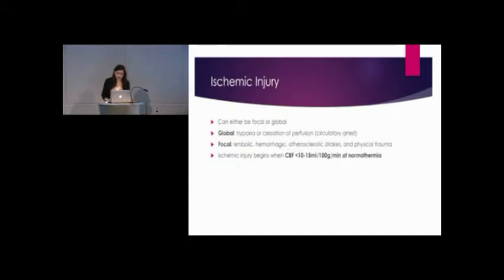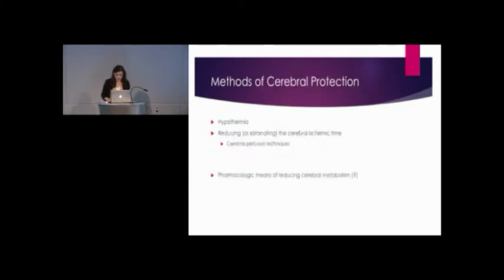So there are different kinds of ischemic injury. It can either be focal or global. When we talk about global injury, we talk about hypoxia or cessation of perfusion, the way that we would have in a circulatory arrest. Focal injury usually results because of an embolic, hemorrhagic, or an atherosclerotic stroke, and can also occur due to physical trauma. Ischemic injury begins when the cerebral blood flow is less than somewhere between 10 to 15 mL per 100 grams of brain per minute, and again, that's at normothermia.